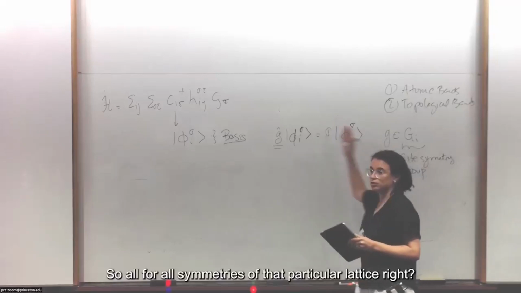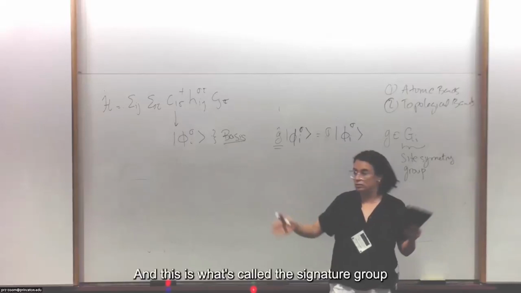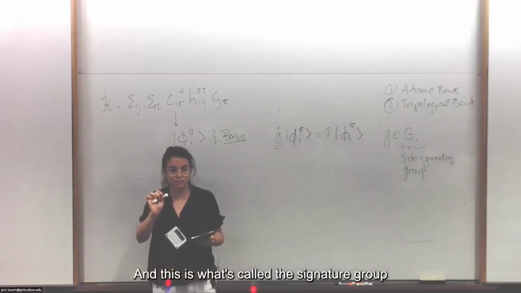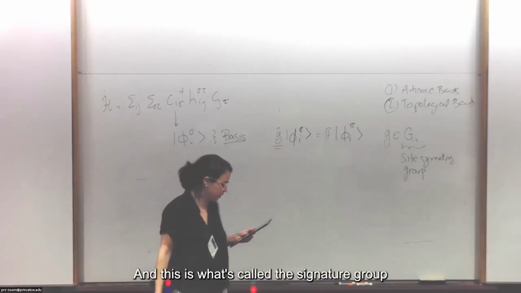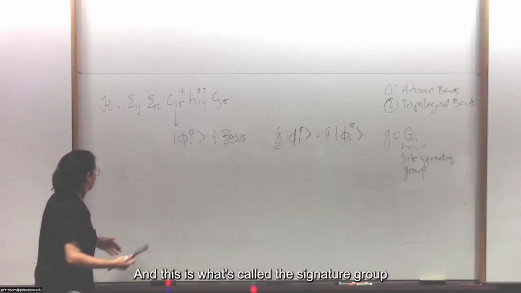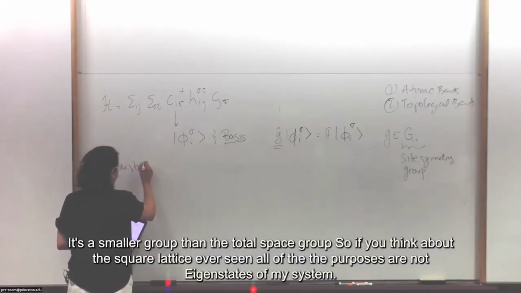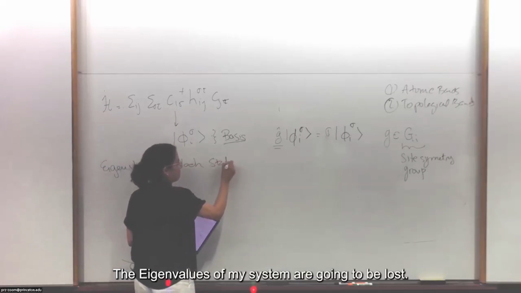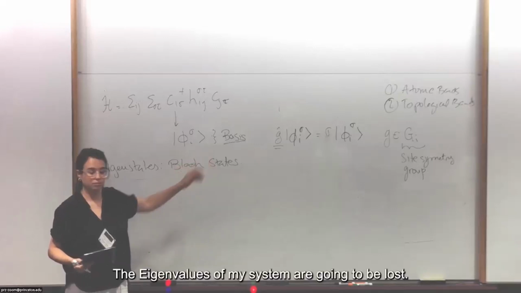So all the symmetries of that particular lattice site, and this is what's called the site symmetry group. It's a smaller group than the total space group. If you think about the square lattice, the space group will include, for example, translation symmetry, which of course doesn't leave every point invariant. So on one point, you will have mirror symmetry, you will have C4 symmetry, and so on. But of course, these are not eigenstates of my system. The eigenstates of my system are going to be Bloch states, because we usually have translation symmetry in our system.